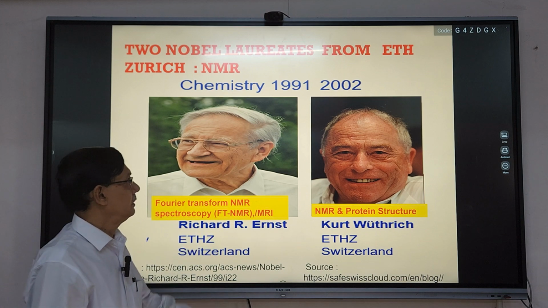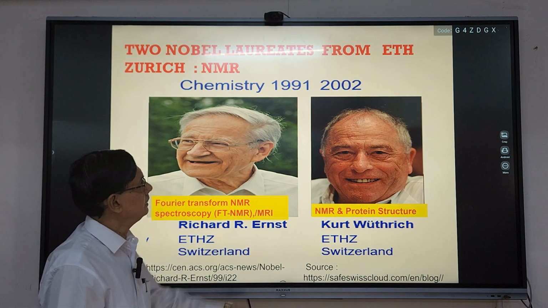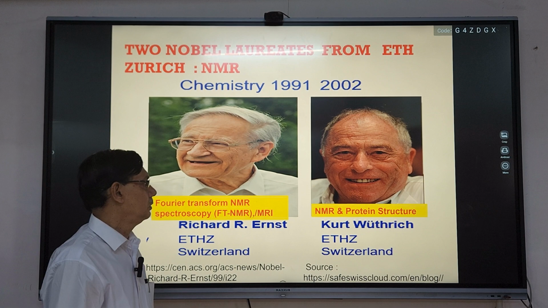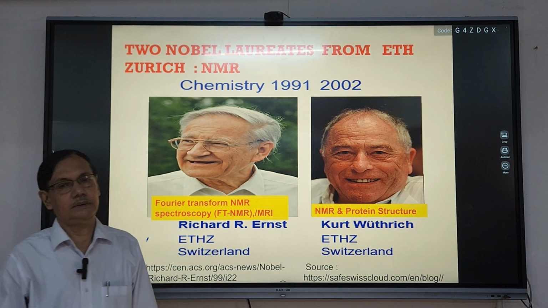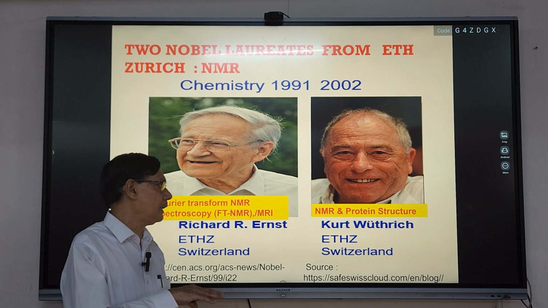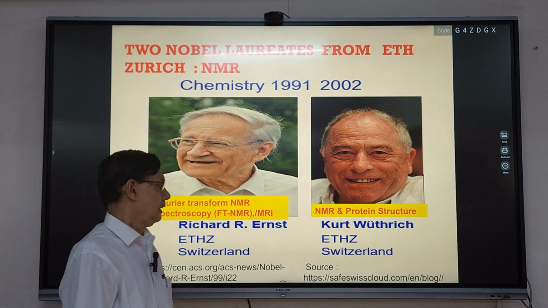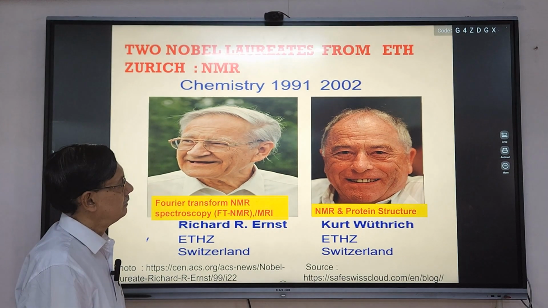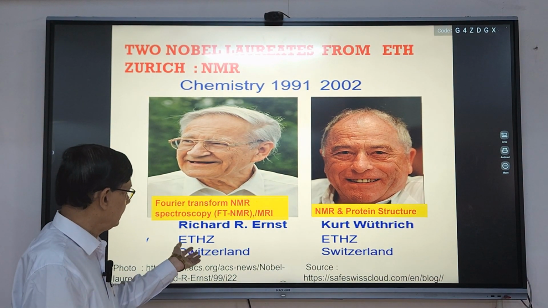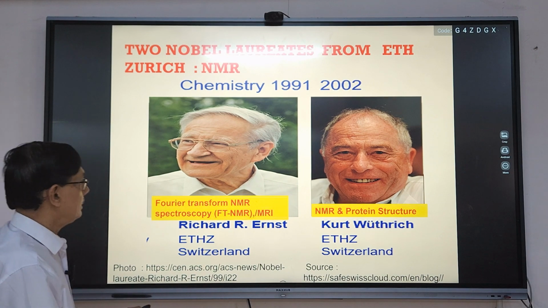Similarly, in the same university in 2002, Kurt also awarded Nobel Prize for the study of the NMR and the protein structure. And so there are four scientists, Bloch and Purcell, as well as Richard Ernst and Kurt.